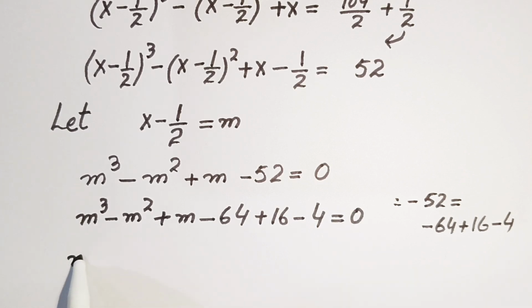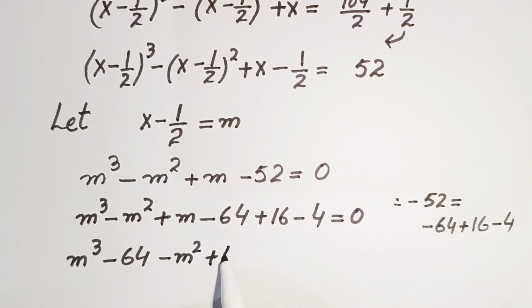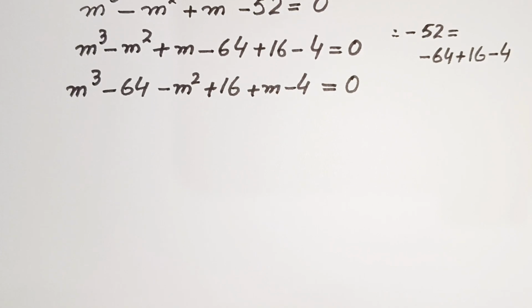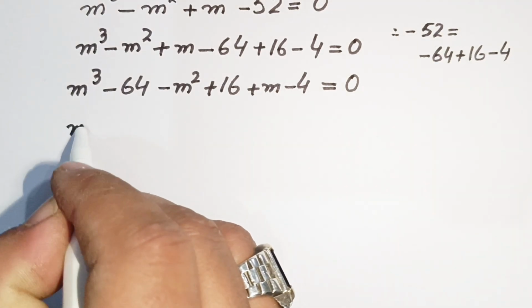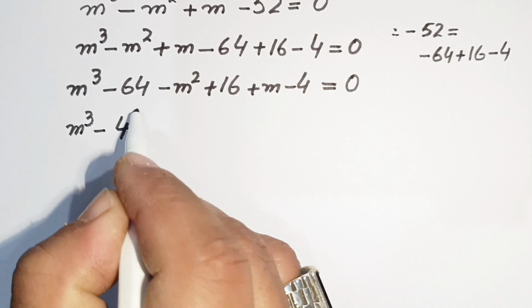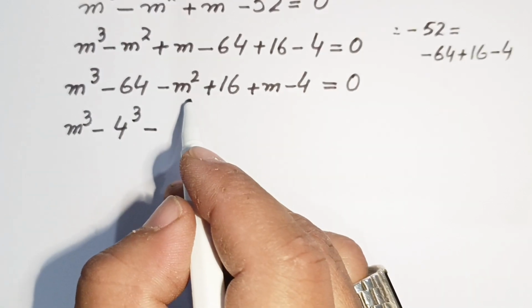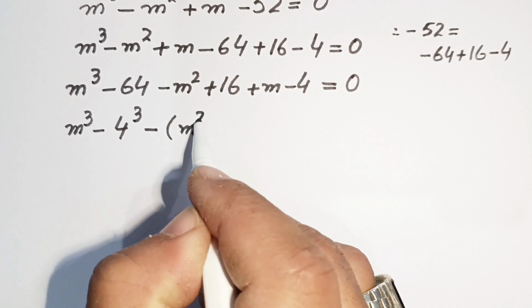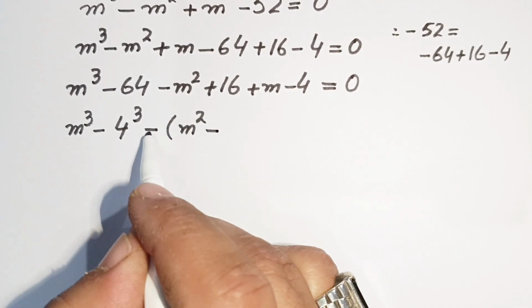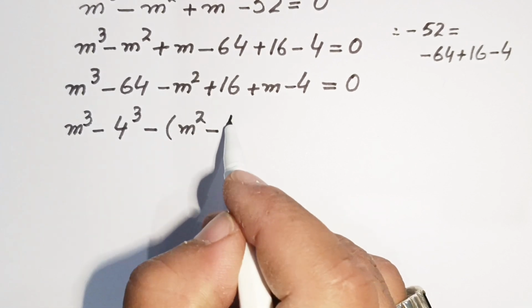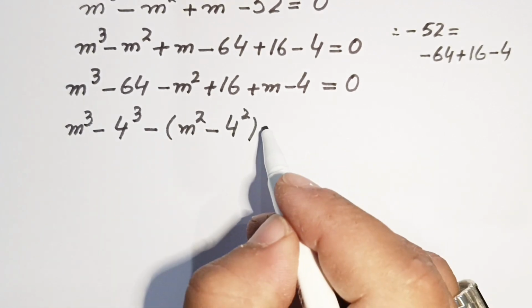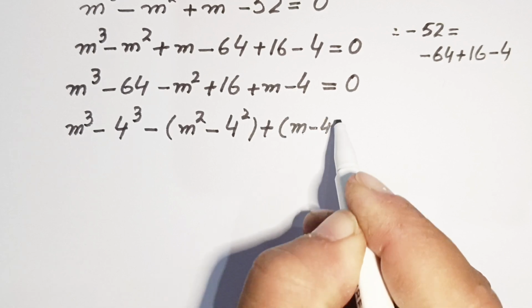Now we are going to group m^3 with this minus 64, and similarly minus m^2 with this plus 16, and plus m with minus 4, that is equal to 0. So now m^3 − 64 can be written as m^3 − 4^3, and here we write minus m^2 minus 16, because minus times plus is minus, where 16 is 4^2, plus (m − 4), that is equal to 0.